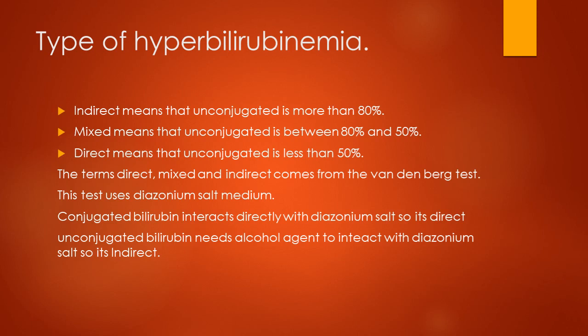To test which type we are dealing with, we use the Van den Bergh test. A blood sample is taken and placed on a diazonium salt media, and we see a change in color upon interaction of the bilirubin with the diazonium. If there's an interaction right away, then it's conjugated bilirubin. If we need to add alcohol for the interaction to occur, then it's unconjugated. If the interaction occurs before and after adding alcohol, then it's mixed.